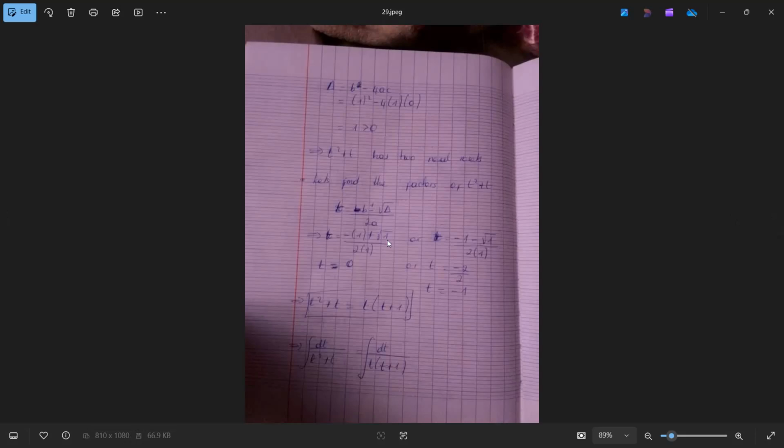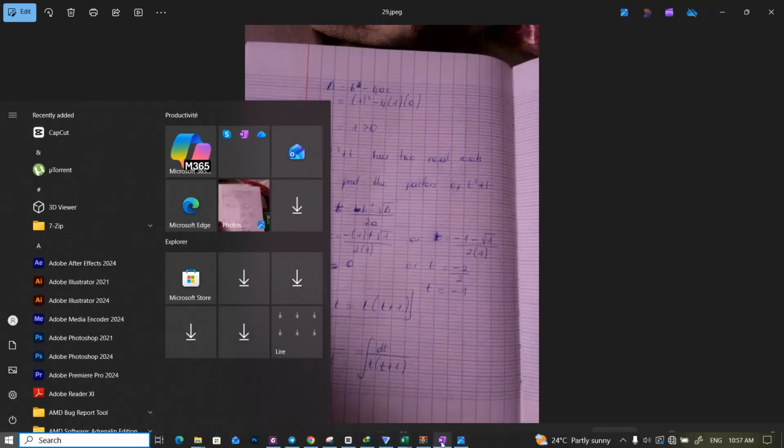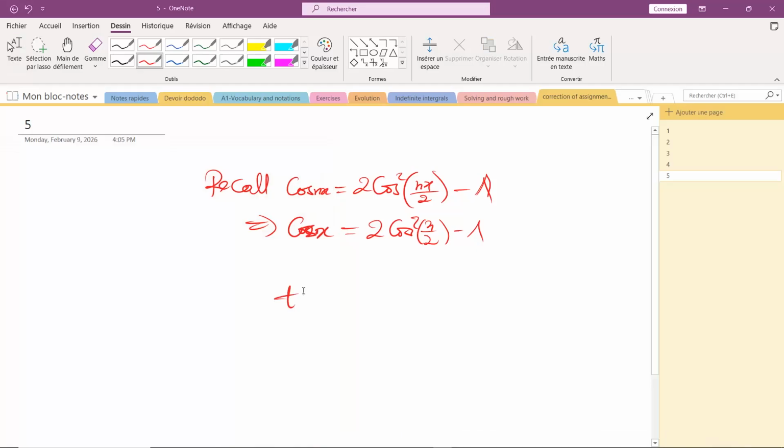This is not a situation where you have maybe t squared plus t plus something, let's say plus 2, that you have to calculate delta. You have directly t squared plus t. There's no need of calculating delta here. You just factorize your t and it becomes t plus 1, and you express directly in partial fraction.